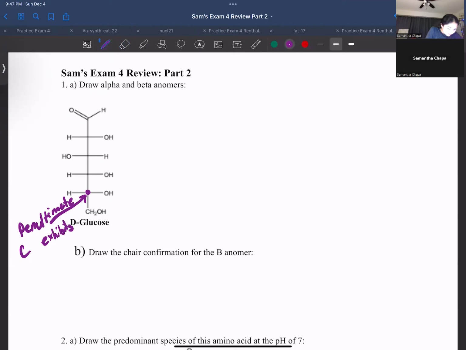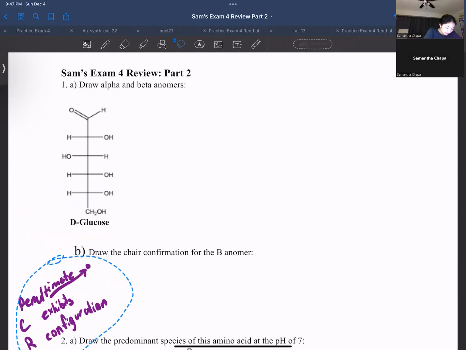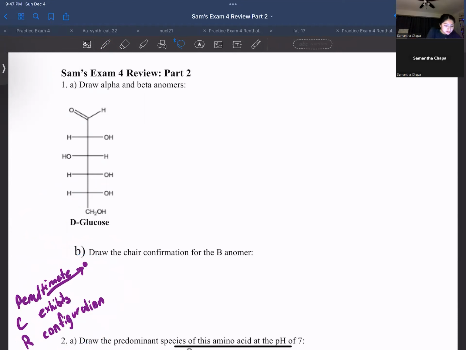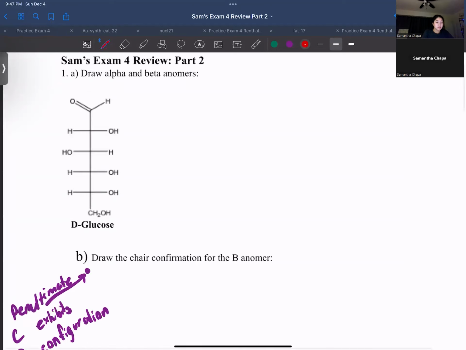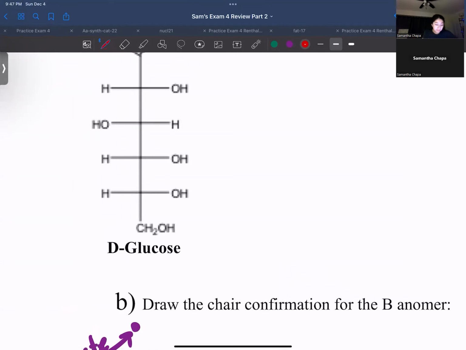the R configuration. And just a reminder on how to do R and S, because this one might be a little bit more difficult just because of the carbons that look the same. So I'm going to zoom into my penultimate carbon, this one right here. This is my stereogenic center, and we want to see if this is an S or an R configuration.